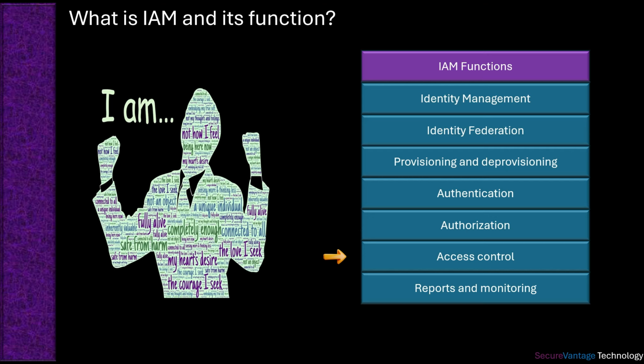Access control is the mechanism that enforces the rules of authorization. It ensures that users are only allowed to perform actions that are in line with their assigned permissions. Common models include role-based access control, which is RBAC, and attribute-based access control, which is ABAC. In RBAC, users are assigned to roles, and roles have specific permissions. In ABAC, access decisions are based on attributes such as user, environment, or resources.